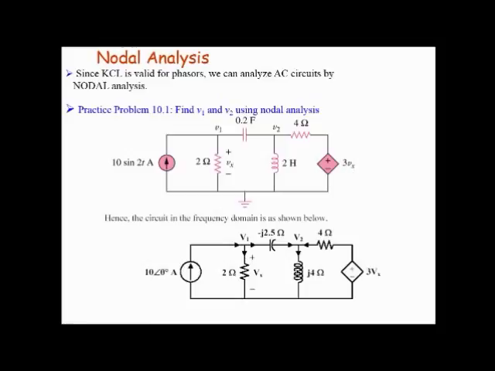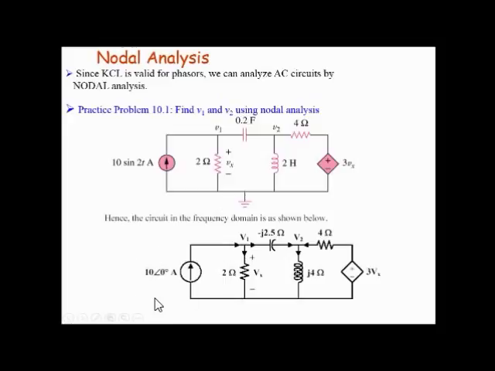Since the present circuit is in the time domain, we need to convert it into the frequency domain. How can you know whether it is in the time domain or frequency domain? In the time domain you get values in the form Vm sin omega t. The current source is given as 10 sin 2t ampere, which denotes that it is in the time domain. After converting into the frequency domain, we get magnitude 10 and angle 0 degree. You can use calculators for rectangular to polar conversions. This is the polar form.